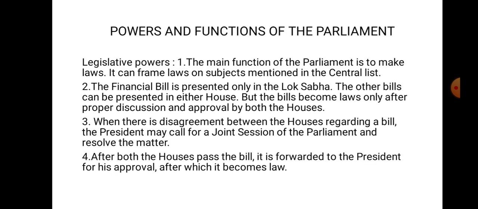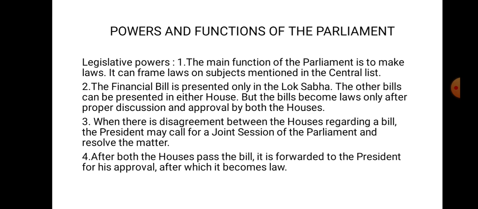Now let us see what the powers and functions of the parliament are. Whenever we say parliament, it includes both the houses, that is Lok Sabha as well as Rajya Sabha. The first function, the foremost and very important function performed by the parliament, is legislative power, because that is the main function. What is legislative power? Making the law. So it can frame laws on the subjects mentioned in the central list. What is the central list? We have three important lists.